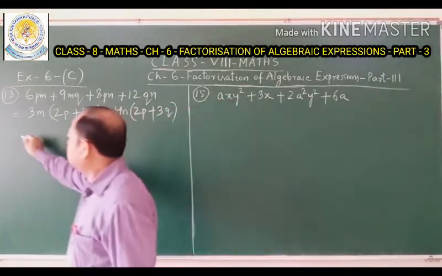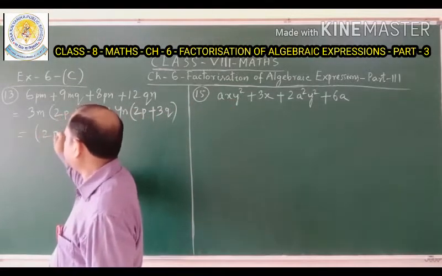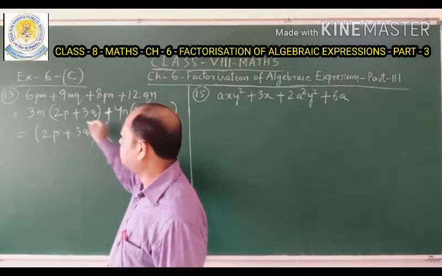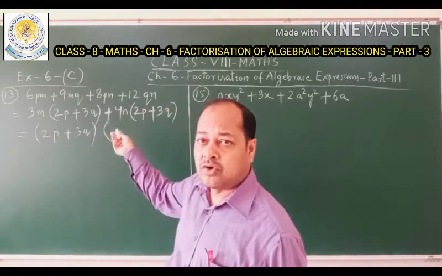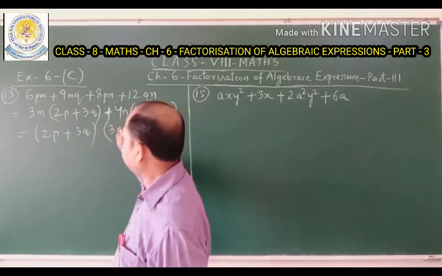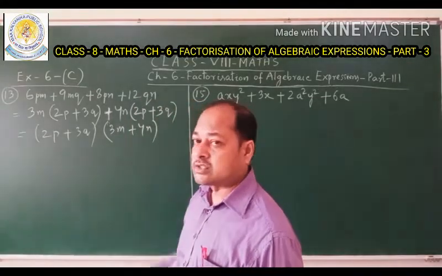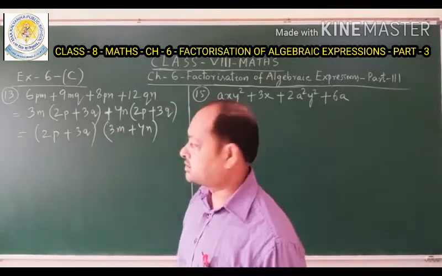So right here, if it is a common binomial term, 2p plus 3q can be multiplied with which term? That is 3m plus 4n. Right here, 3m plus 4n. So this is the solution of this algebraic expression.